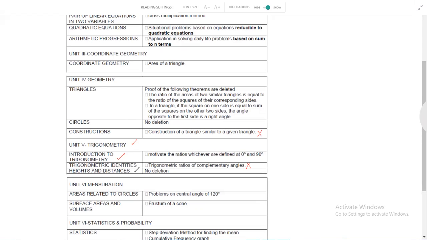Then heights and distances, which is the application of this chapter, trigonometry. Nothing is deleted, so everything will be coming for the examination. Next unit is mensuration.